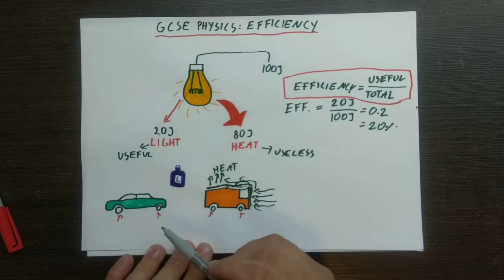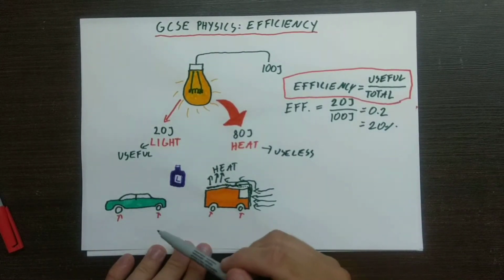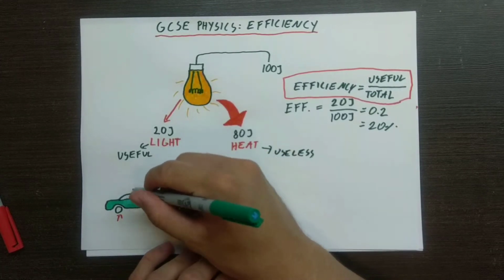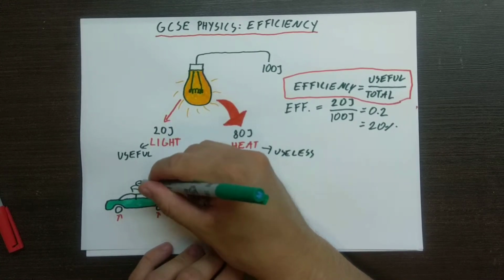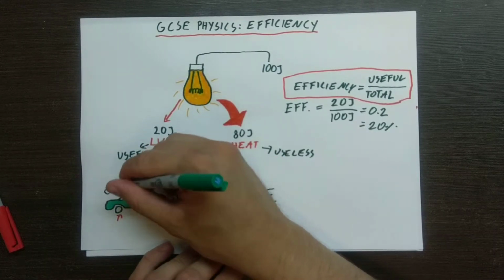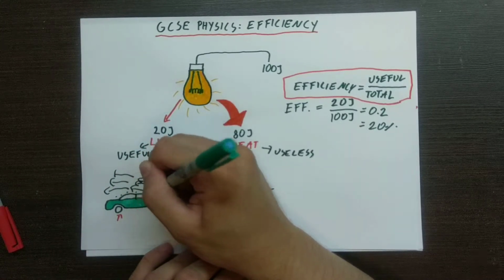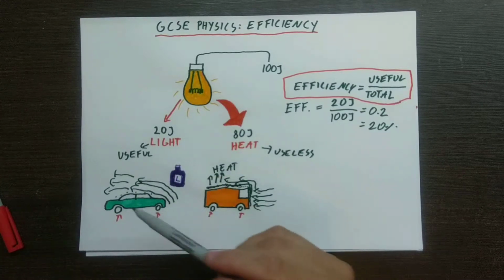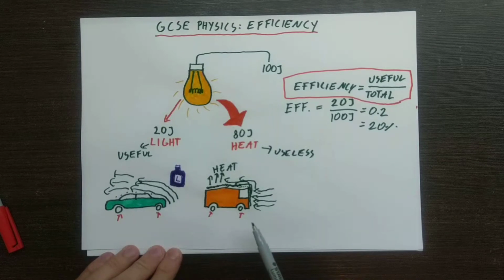Now, if we look at this car here, we made it more streamlined. It has a better, more aerodynamic shape. What that means is that air has an easier time getting past the car. So there is less friction, and therefore less heat is generated, and therefore we waste less kinetic energy. So this car would be more efficient than this car.